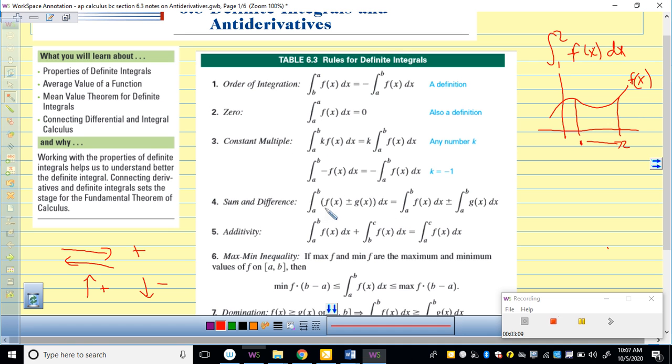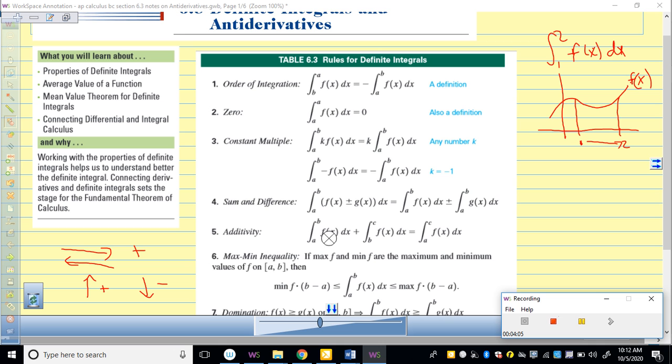Sum and difference rules. If we were taking the area under the curve from 1 to 2 of x squared plus 2x minus 7 dx, we could evaluate this area under the curve by doing each of these integrals separately. The integral of x squared dx from 1 to 2, plus the integral from 1 to 2 of 2x dx, minus the integral from 1 to 2 of 7 dx. That's the sum and difference property. Just like with derivatives, if it's addition and subtraction, we can do them all separately.